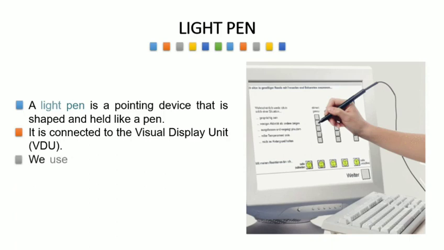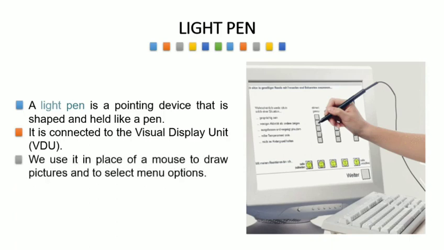We use it in place of a mouse to draw pictures and to select menu options. We can draw pictures with the help of the light pen and select from menu options. Here you can see the person is selecting an option. So it is used to select options from the menu.